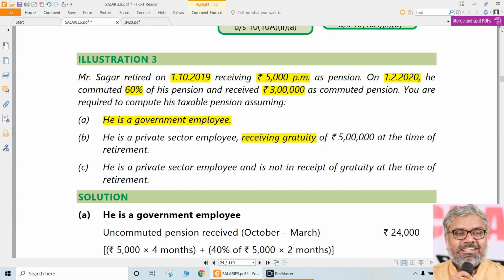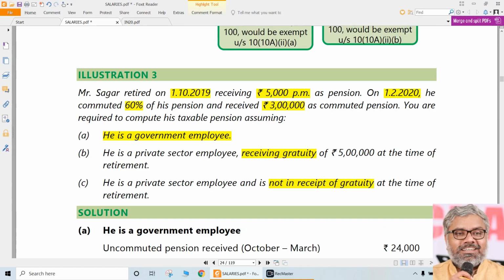We have to just look at whether the employee has received gratuity or is not in receipt of gratuity. Exactly, our eyes should go to the correct words, not unnecessary things. 5 lakhs rupees he received. What should we do with that? We'll do whatever we require in the gratuity segment, not the pension segment. We should not mix the things up.